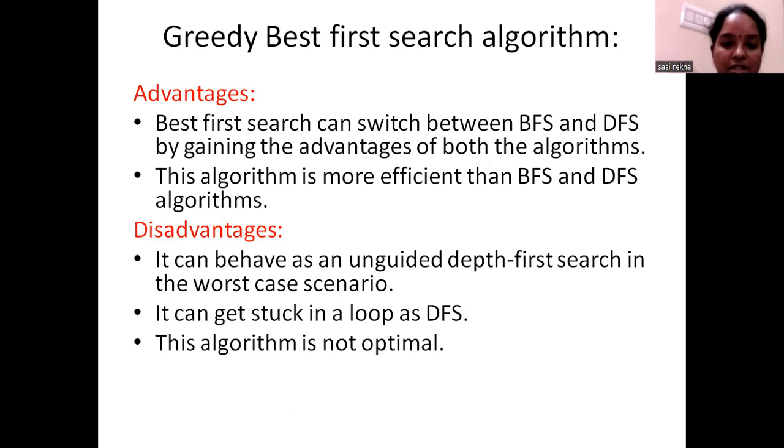But the disadvantage is that it can behave as an unguided depth first search in the worst case scenario, and it may get stuck in a loop like DFS, because DFS starts from the root and will traverse the infinite left branches, right? And this algorithm is not optimal. This is the main disadvantage of this particular greedy best first algorithm.